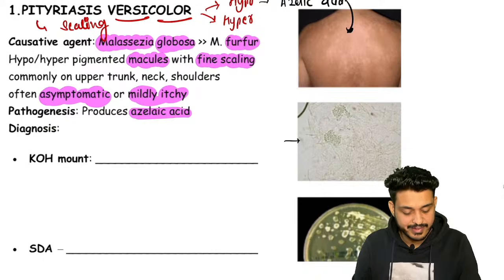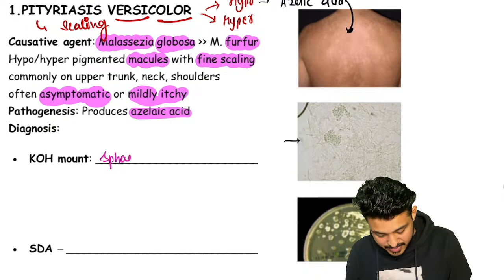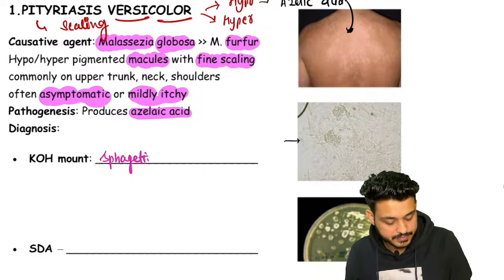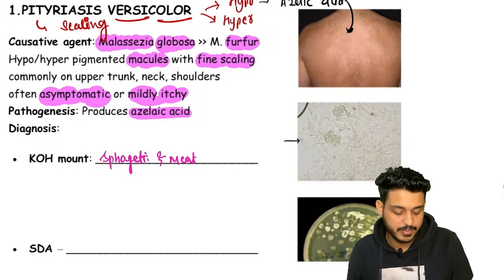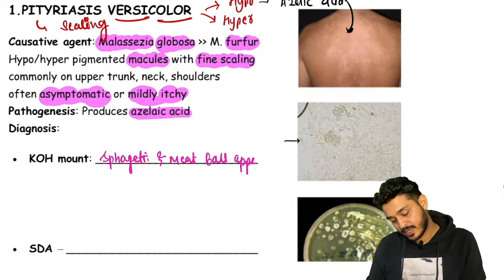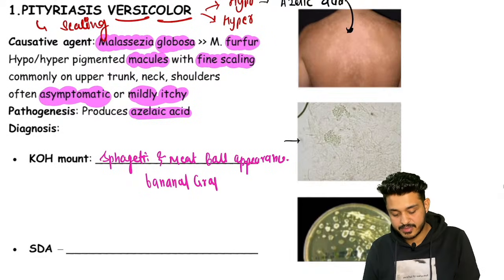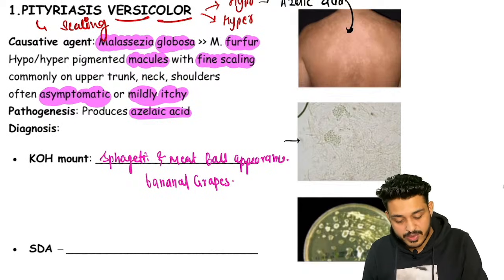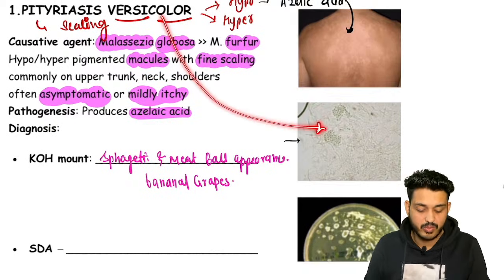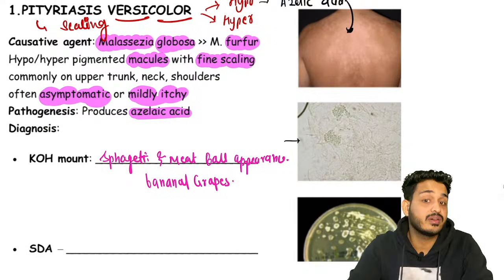This is your favorite examiner question. This appearance is known as the spaghetti and meatball appearance, beta. It is also known as banana and grapes. So this is the appearance you will find in pityriasis versicolor: spaghetti and meatball appearance, or banana and grapes appearance.